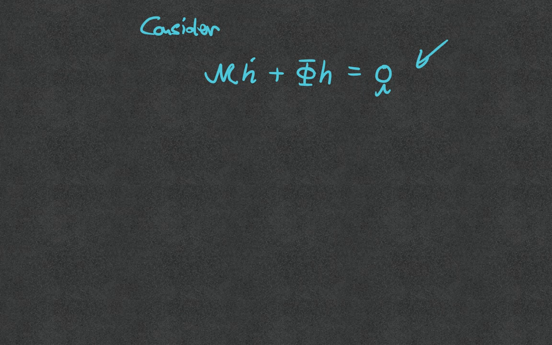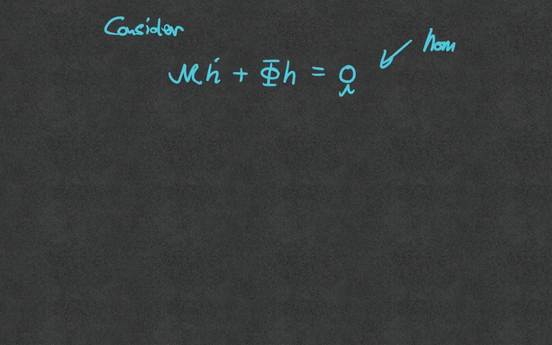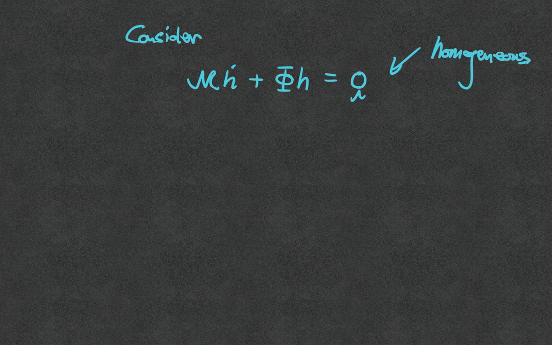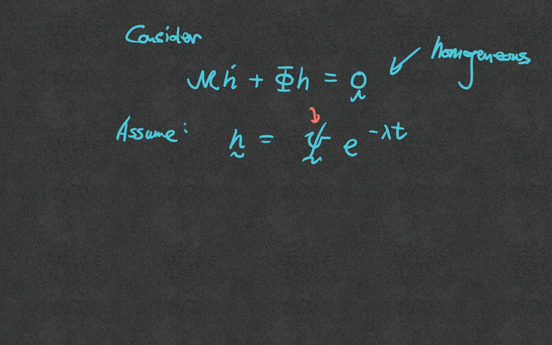This is called a homogeneous PDE, and it's often used to analyze the time integrator. Now I will do something different but very close to what I did before. I will assume that the analytical solution is H equals the mode shape times e to the minus lambda t. This is some kind of shape or pattern that forms the equations, and it changes with time through the exponential operator. I will assume this is my analytical solution.